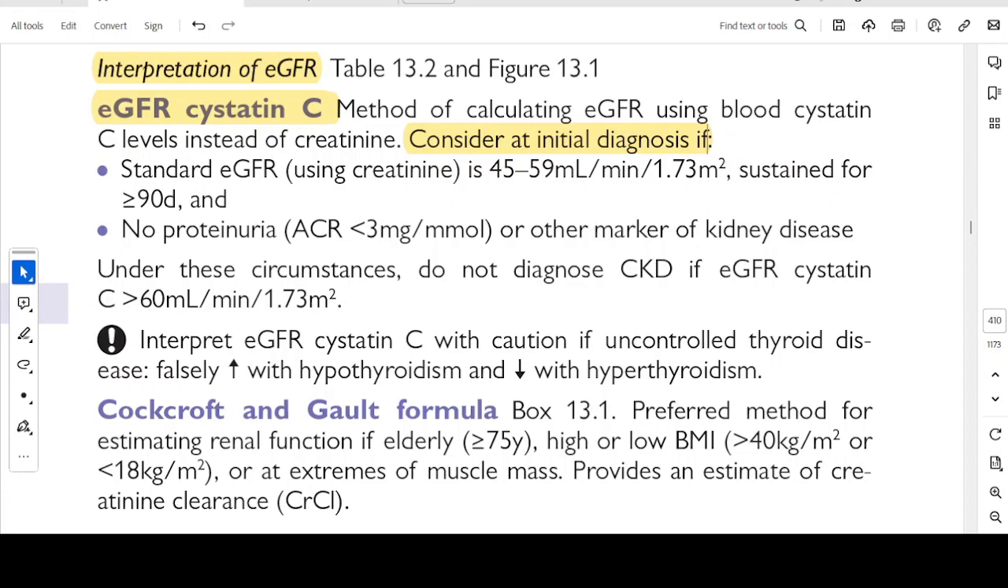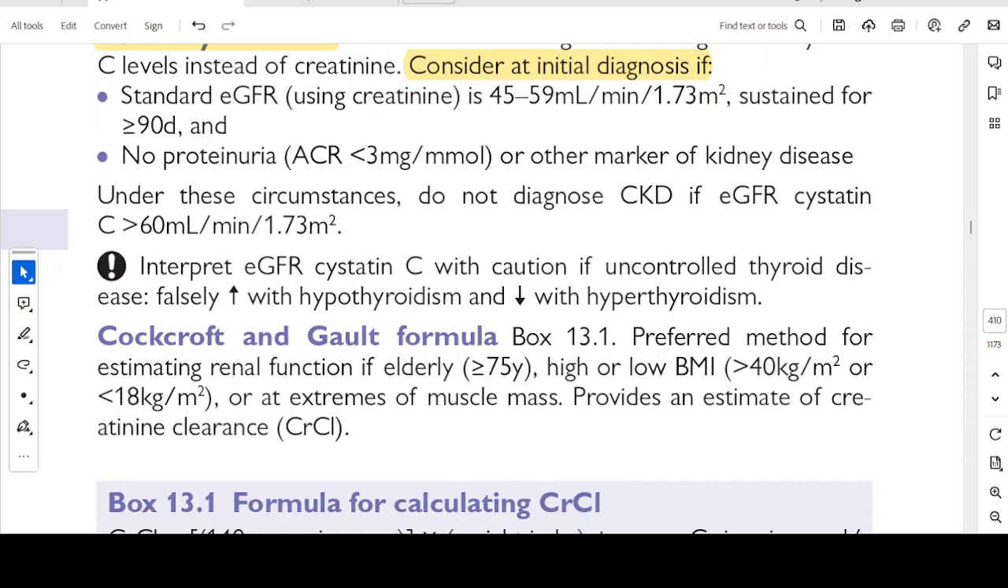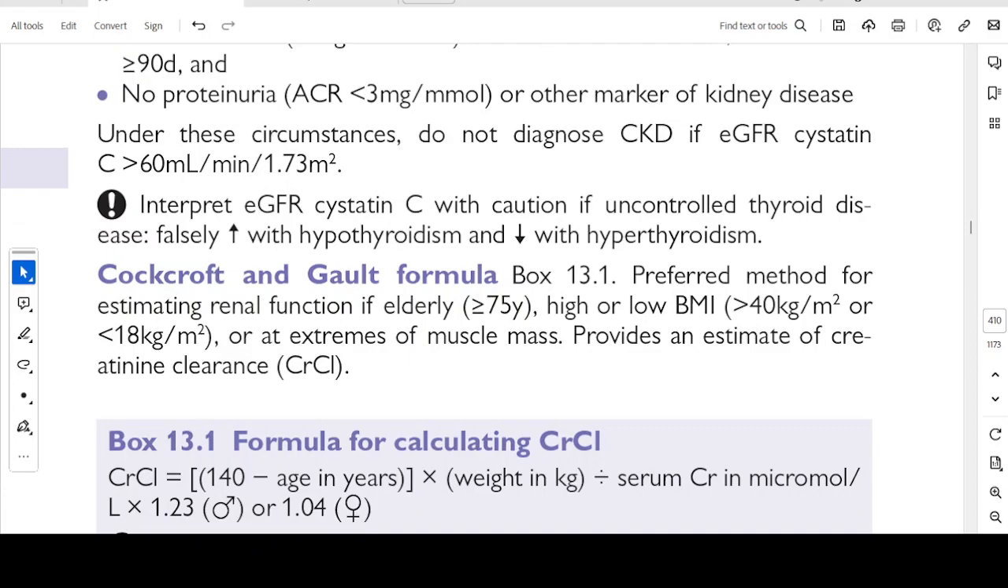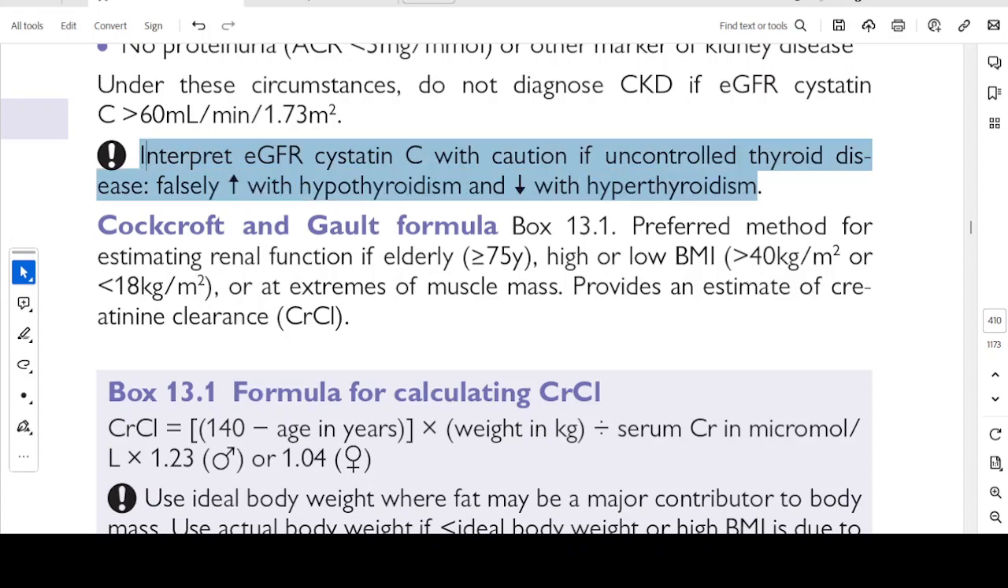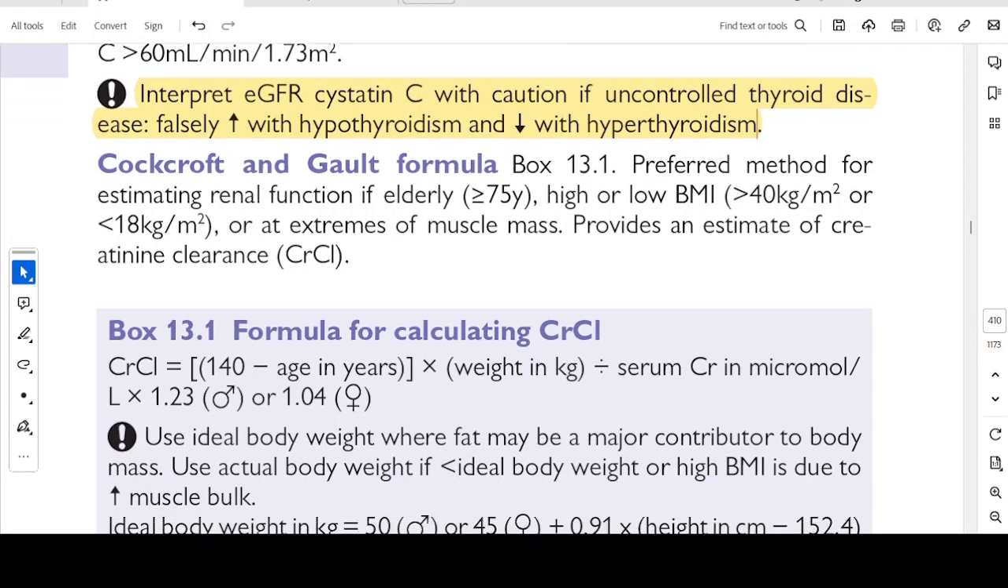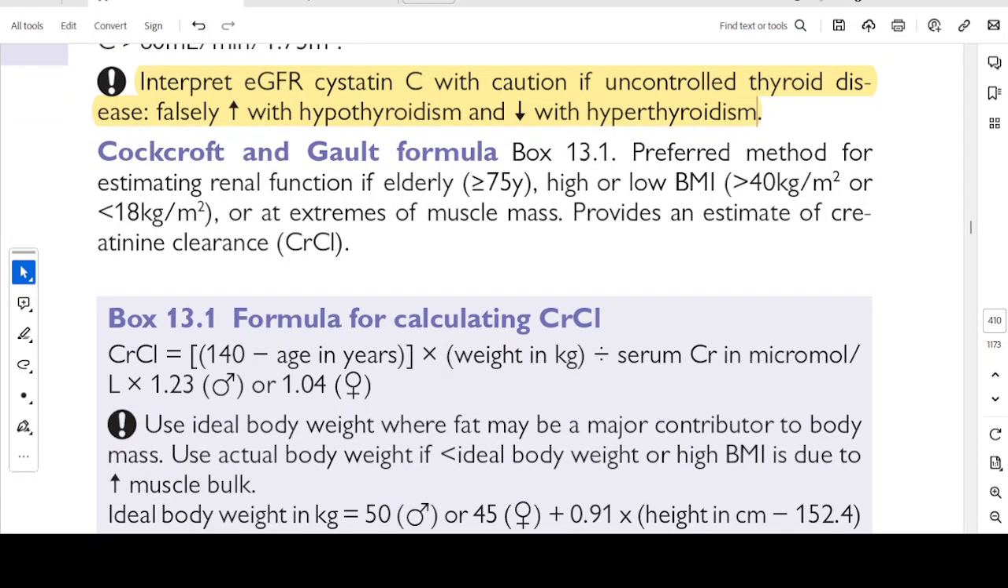There is no proteinuria in that patient and other markers of kidney disease are not there, but only GFR is reduced. Then you recheck using cystatin C. And under these circumstances, do not diagnose CKD if eGFR with cystatin is more than 60 ml per minute per 1.73 meter square. Interpret eGFR cystatin C with caution if uncontrolled thyroid disease is present. It is falsely increased with hypothyroidism and decreased with hyperthyroidism. So if the patient has a thyroid disease, eGFR cystatin C should be interpreted with caution, which increases with hypothyroidism and decreases with hyperthyroidism.